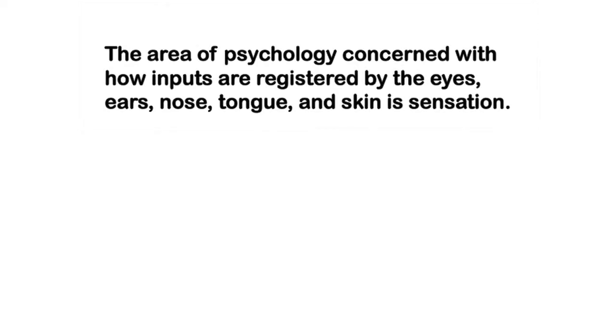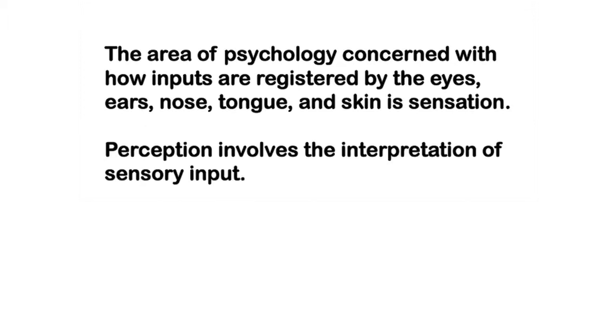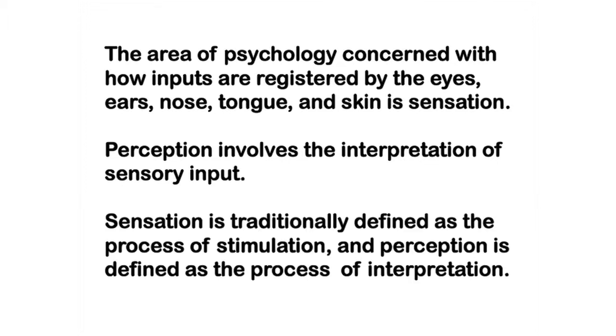The area of psychology concerned with how inputs are registered by the eyes, ear, nose, tongue, and skin is what we call sensation. This is how we gather information about our environment. Now, perception involves the interpretation of sensory input. So, here's your simplistic definition. Sensation is traditionally defined as the process of stimulation, and perception is defined as the process of interpretation.